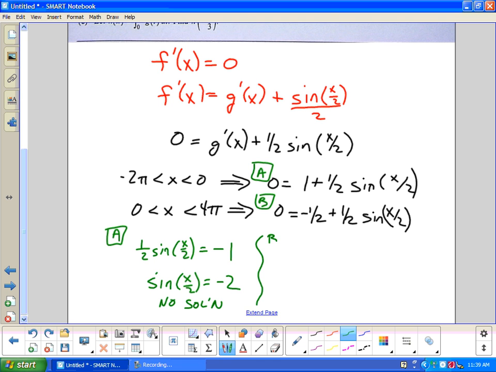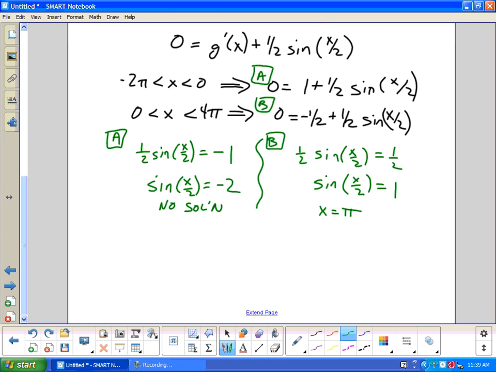If I do equation B over here, I move the half over, I get half sine x over 2 equals half. Divide both sides by half. I get sine x over 2 equals 1. We know sine is 1 at pi over 2, at 90 degrees. So x equals pi. So that is a critical point. Do you guys agree?